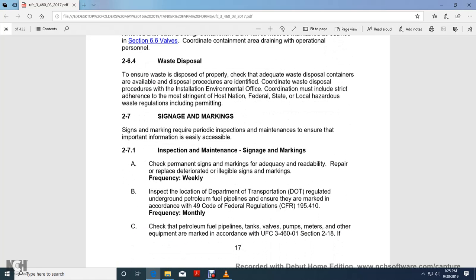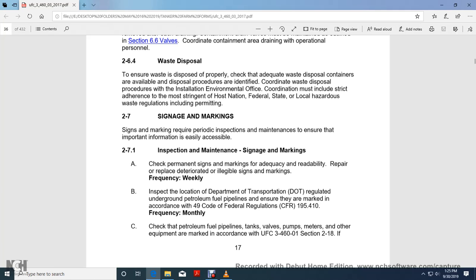2.6.4 Waste disposal. To ensure waste is disposed of properly, check whether adequate waste disposal containers are available. The waste disposal procedure identified and coordinated with the installation environmental office coordinator must include strict adherence to the more stringent host nation, federal, state, and local hazardous waste regulations, including permitting.